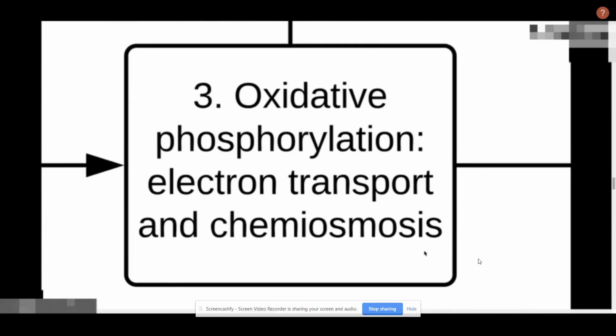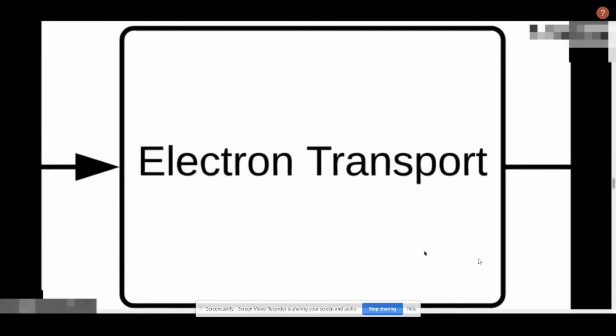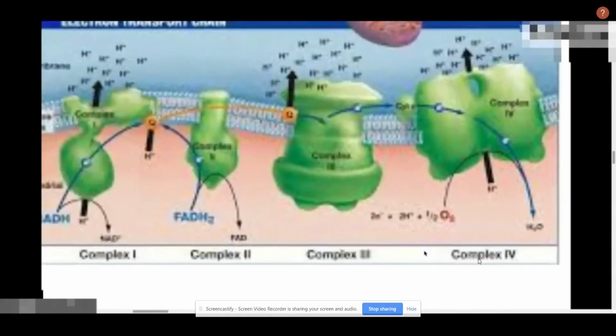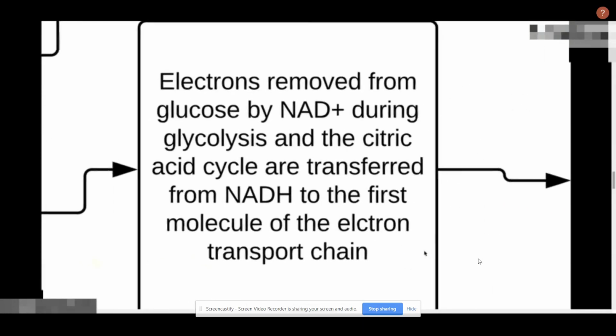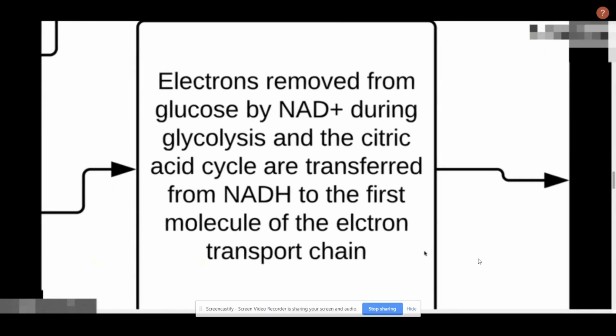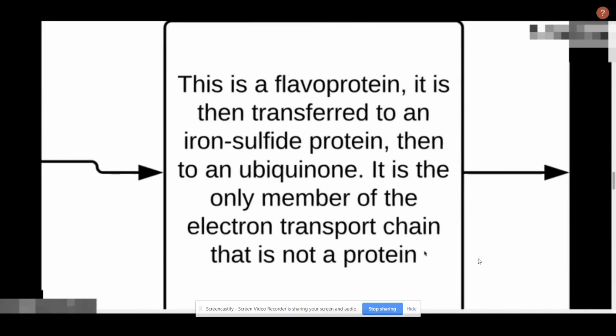3. Oxidative phosphorylation, electron transport, and chemiosmosis. Electron transport looks like this. Electrons removed from glucose by NAD+ during glycolysis and the citric acid cycle are transferred from NADH to the first molecule of the electron transport chain. This is a flavoprotein. It is then transferred to an iron-sulfur protein, then to ubiquinone.